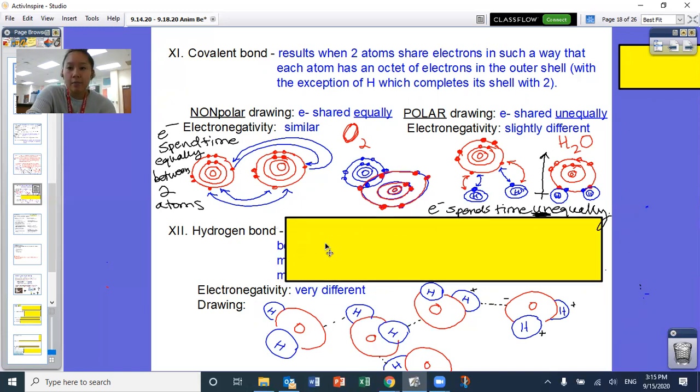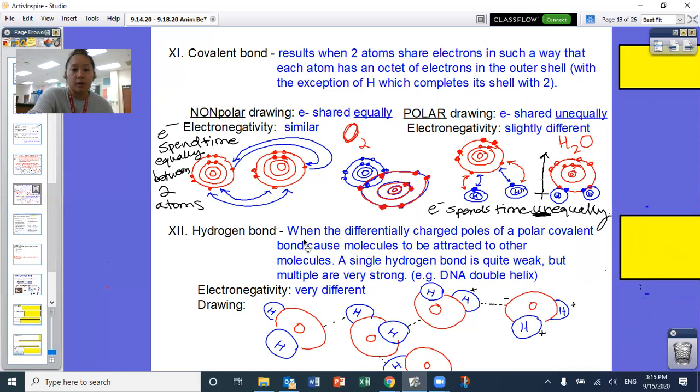Okay. The last type of bond that we're going to talk about is the hydrogen bond. So when the differentially charged poles of a polar covalent bond cause molecules to be attracted to other molecules, a single hydrogen forms a hydrogen bond. Okay, so a single hydrogen bond is actually not very strong. But when you have a lot of them together, it creates a very, very strong pull, and they create things in water like surface tension, like when it's hard to break out of the water, right? Or for example, if you drip water onto a penny and you notice that it can stay and create a huge bubble, that's because of hydrogen bonds. Okay, so it's kind of amazing feats of nature.